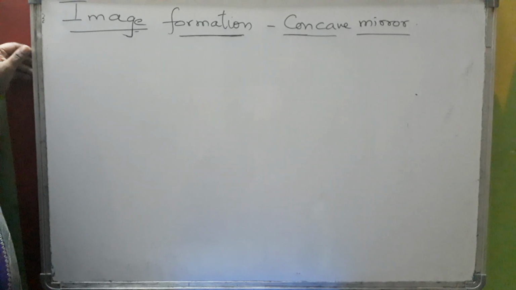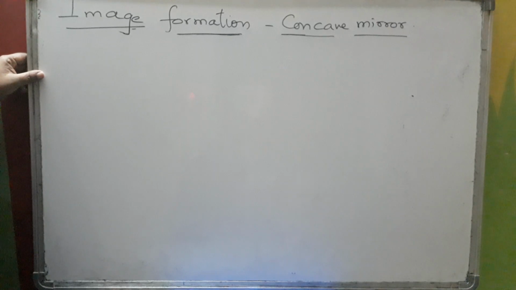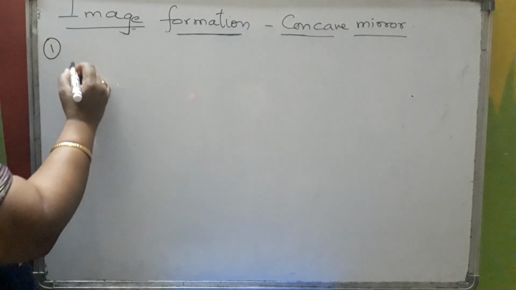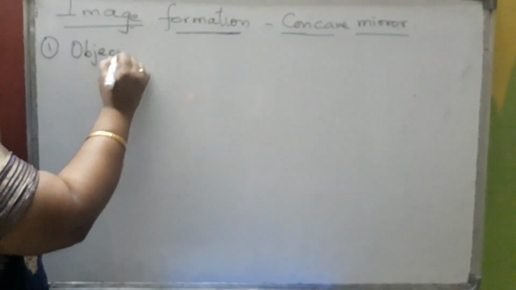Good afternoon, children. Today we are going to look into the image formation in the case of concave mirrors. Number 1. We are going to look into 6 different positions. The first position is object kept at infinity.